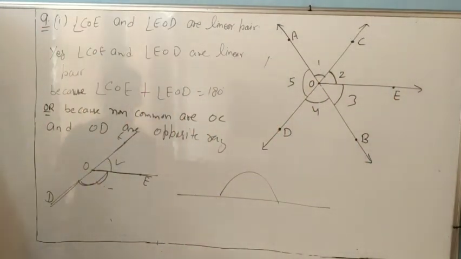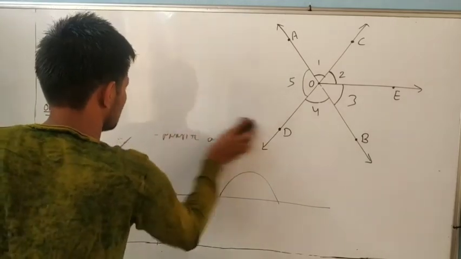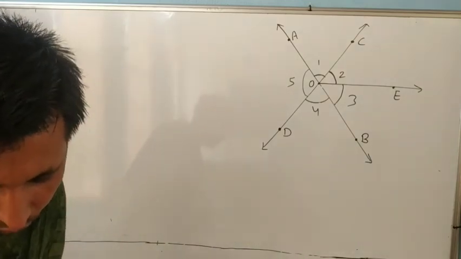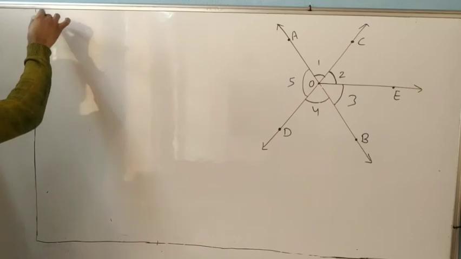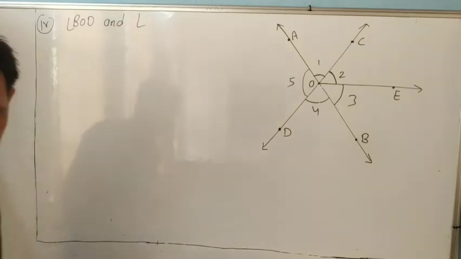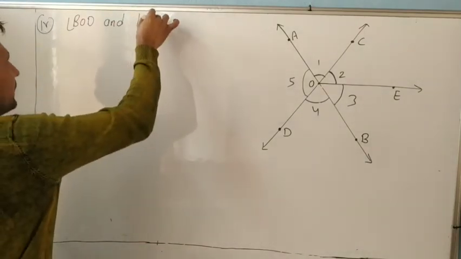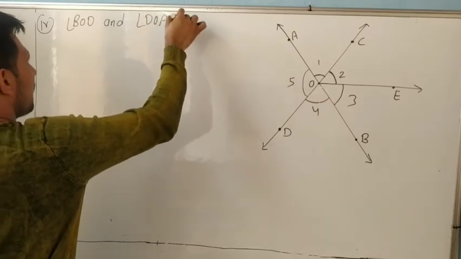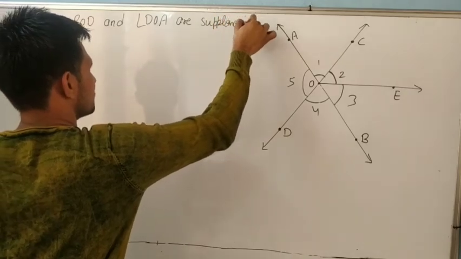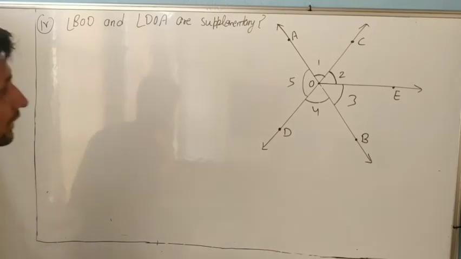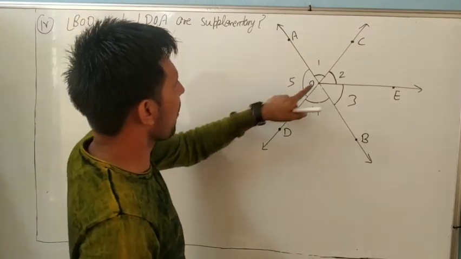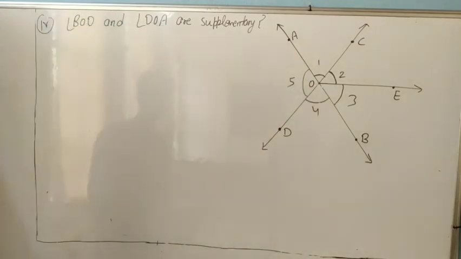Next is the fourth part. Angle BOD and angle DOA are supplementary. Check it. Where is BOD? BOD and DOA, are they supplementary? Yes, why not?